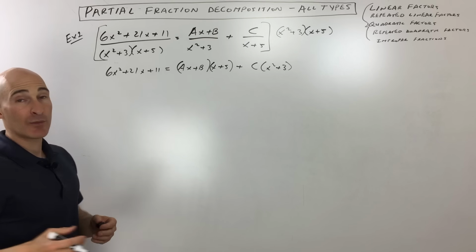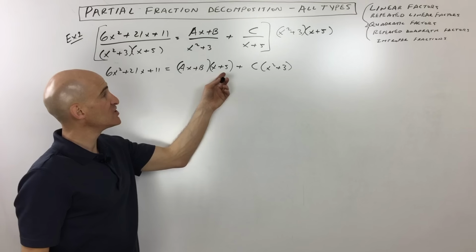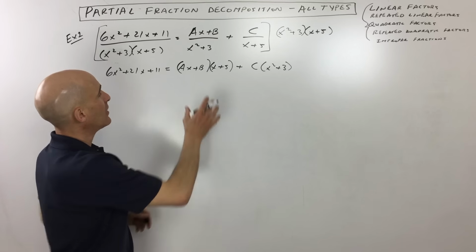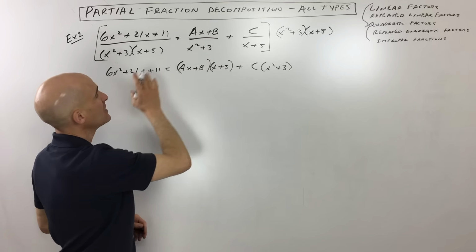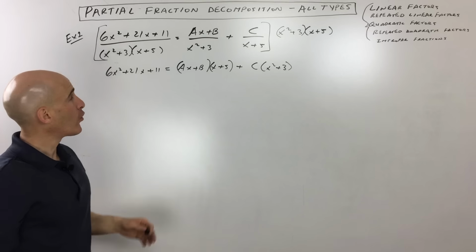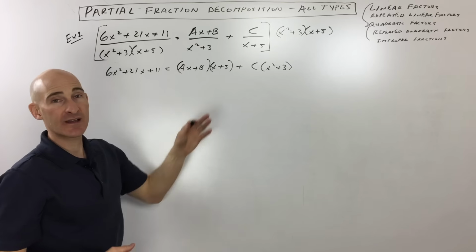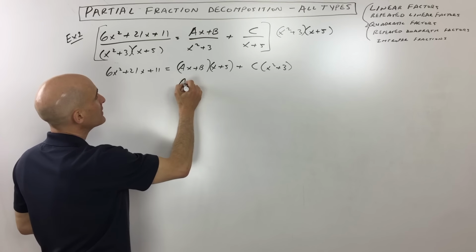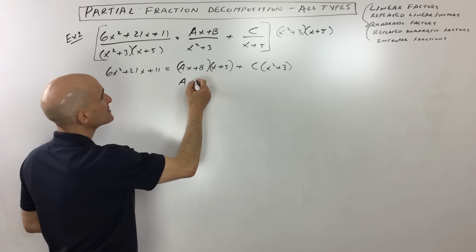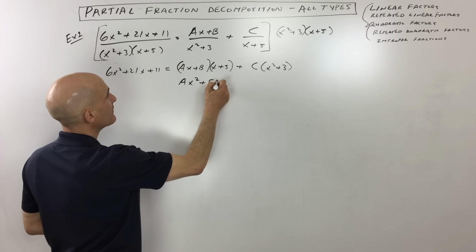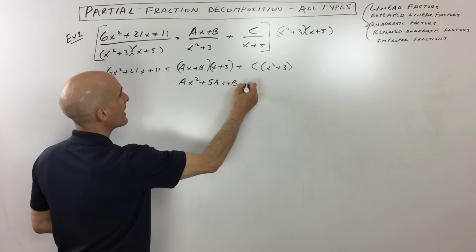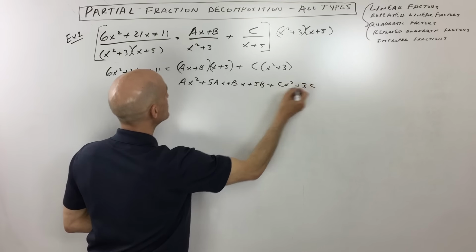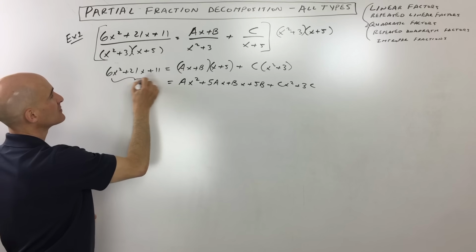Now, we've got a couple different options. We could do the strategic method where we set x equal to negative 5, right? That would cancel out this term. We could solve for c and do it that method, or we could just FOIL this out, collect like terms, and make a system of equations. I think I'm going to do the latter method. So if we go ahead and distribute and FOIL this out, we get ax squared plus 5ax plus bx plus 5b plus cx squared plus 3c equals all of this, right?